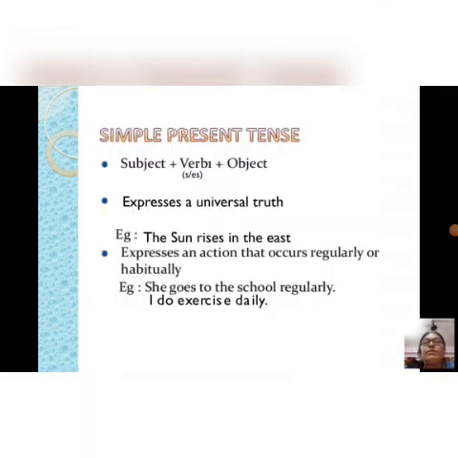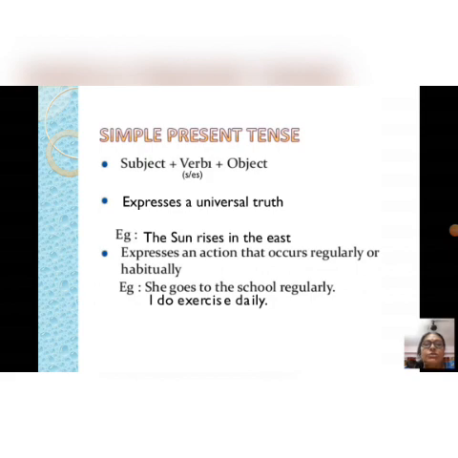Now we will start with simple present tense. Simple present tense expresses a universal truth. For example, the sun rises in the east, or the earth moves round the sun. Here, universal truth means the truth which is for all times.